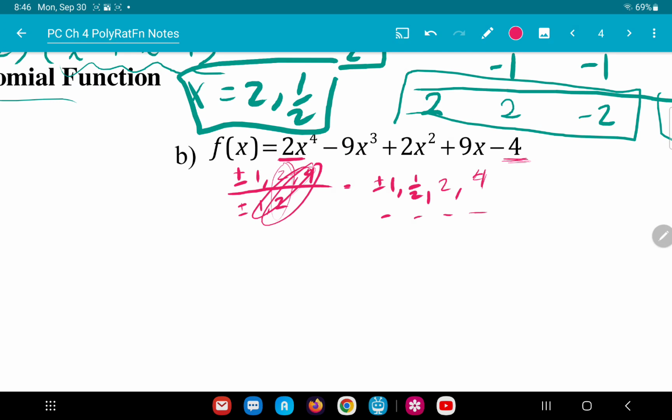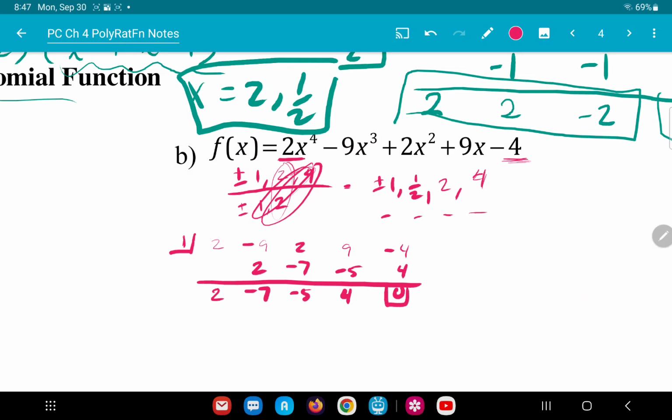But as I said before, let's try some basic numbers like 1 and negative 1 first. Let's see if that works. So we're going to try 1. We have the coefficients of our polynomial to be 2, negative 9, 2, 9, and negative 4. Let's give this a try with synthetic division. 1 times 2 is 2, negative 7 times 1 is negative 7. Add that and you get negative 5. Multiply, you get negative 5. Add and you get 4. And yes, indeed, we do get a remainder of 0. That's telling us that x minus 1 is a factor.